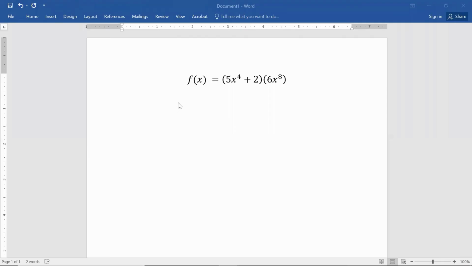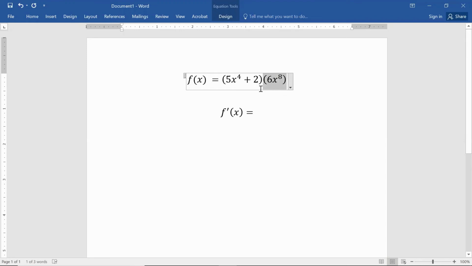So the product rule tells us that if I want to take the derivative of this function, since this function is two functions multiplied together, or two expressions multiplied together, I can take the derivative of the first expression times the normal second expression plus the normal first expression times the derivative of the second expression. Let's see how that works.